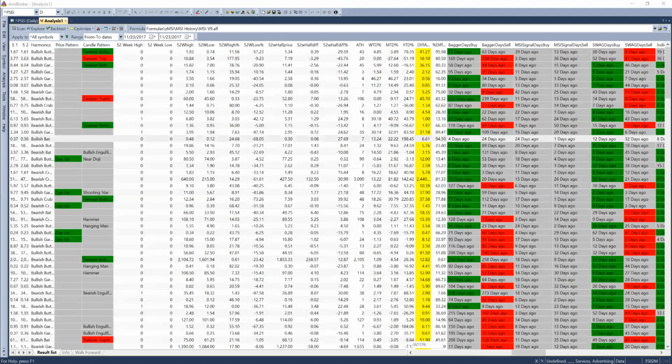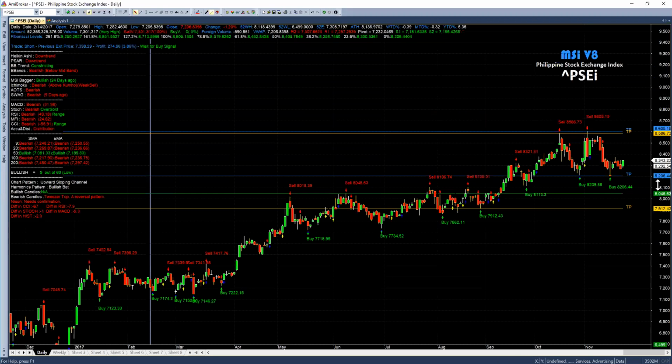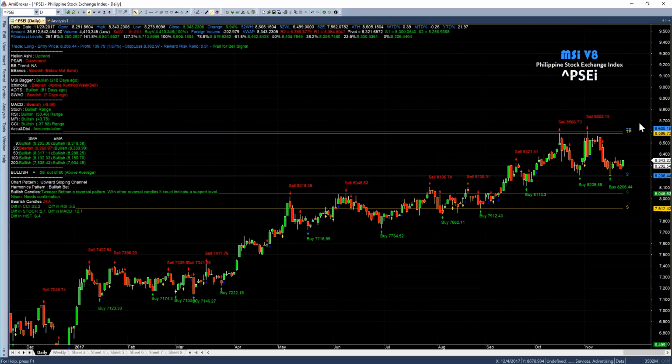Okay, so again, napakadami ng available combination using the system. So the option or the way on how to be profitable with MSI is unlimited. Depende na lang din kung anong klaseng trader kayo.